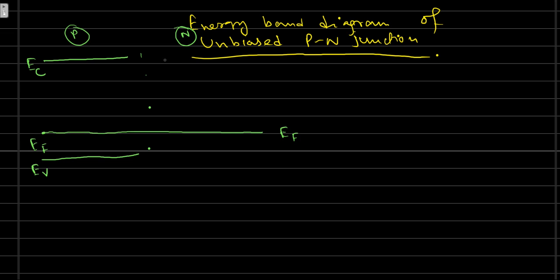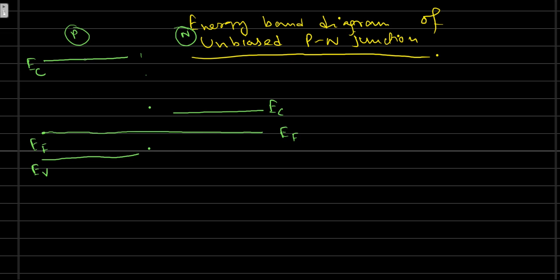Now if we draw the same thing for n-type semiconductor, what will happen? The Fermi level is near the conduction band. So the position of the conduction band will be here, because we are not shifting the Fermi level. The equilibrium is achieved and the Fermi level is constant throughout the system. So this is the conduction band, and the whole semiconductor is the same type of semiconductor, whether p region or n region.